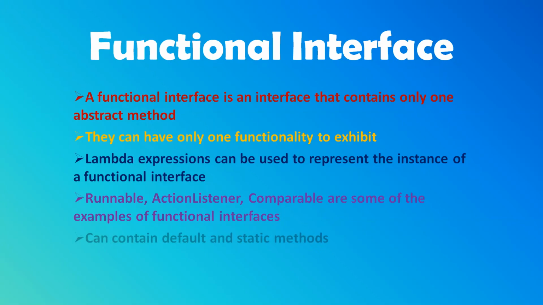Okay, so can we have some other methods in a functional interface? You can't have other abstract method declarations, but you can have a default method with the implementation and a static method with the implementation. Okay, I'll write a simple example to show you what a functional interface looks like.